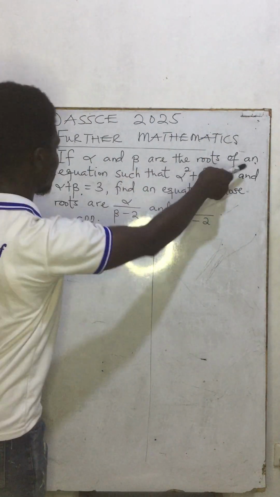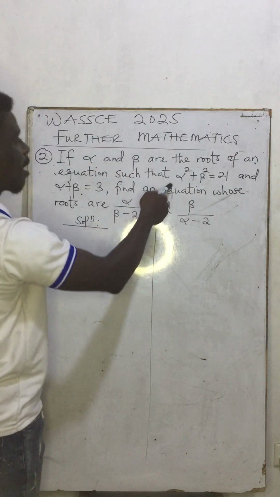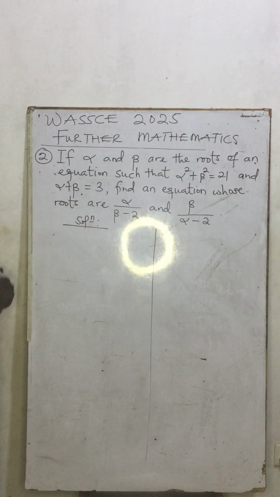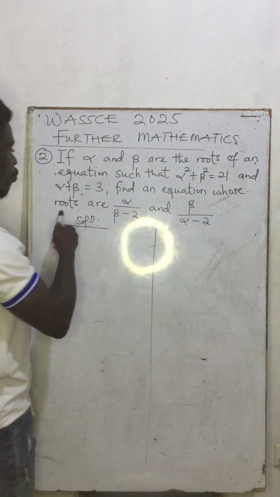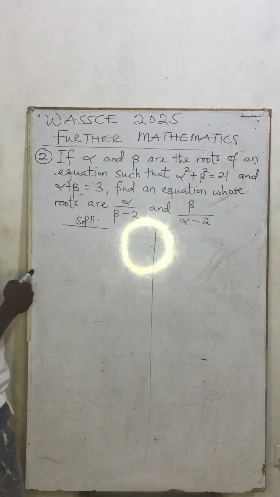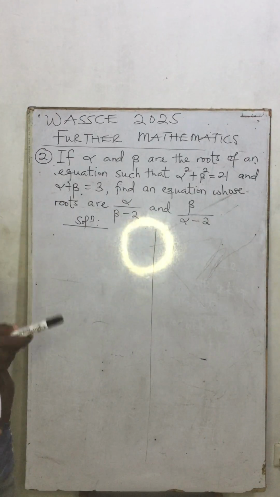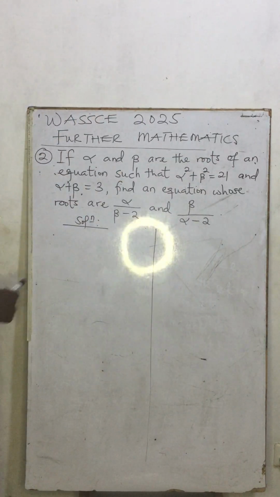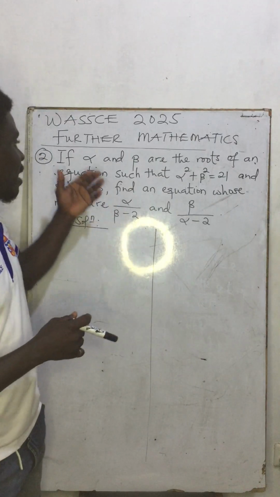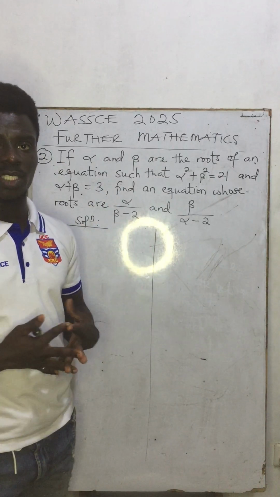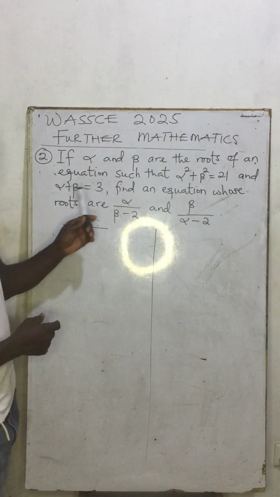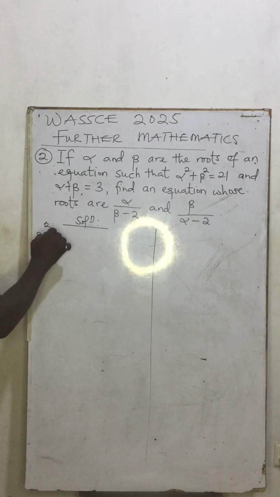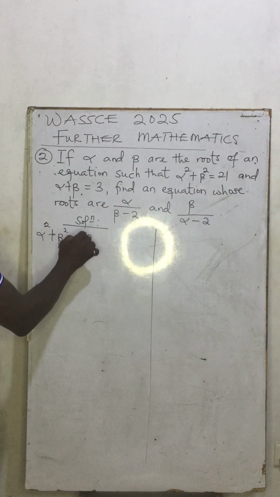If alpha and beta are the roots of an equation such that alpha squared plus beta squared is equal to 21 and alpha plus beta is just 3, find an equation whose roots are alpha over beta minus 2 and beta over alpha minus 2. Very simple question. If alpha and beta are the roots of an equation, so we have an equation and alpha and beta are the roots or solutions or zeros of this equation, such that alpha squared plus beta squared is equal to 21.